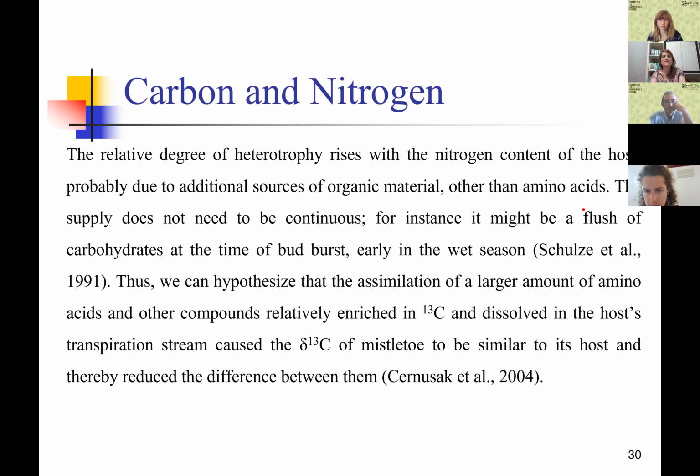Thus, we can hypothesize that the assimilation of a larger amount of amino acids and other compounds relatively enriched in carbon-13 and dissolved in the host's transpiration stream caused the delta 13C of mistletoe to be similar to its host and thereby reduce the difference between them.